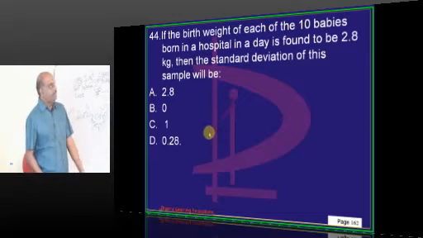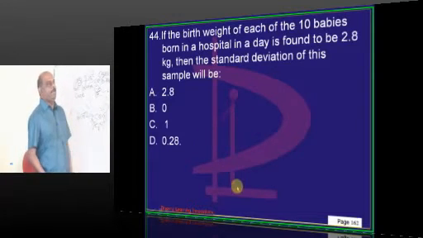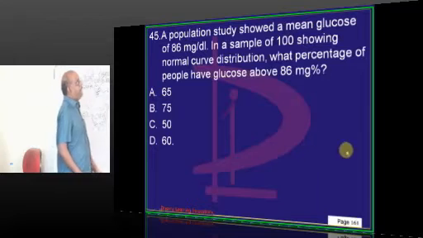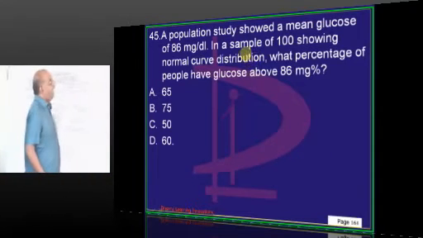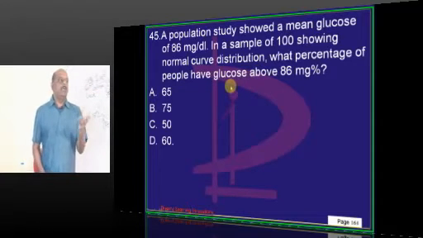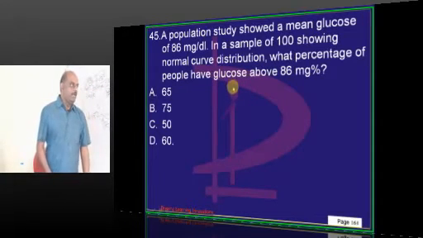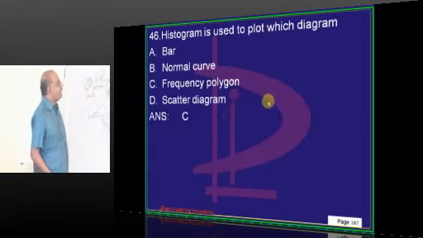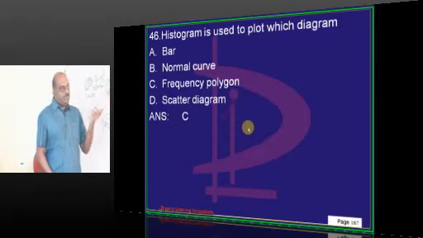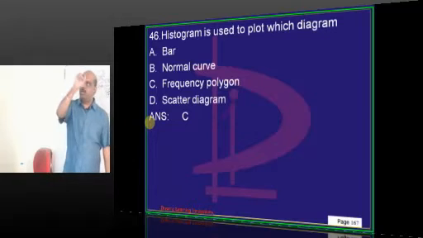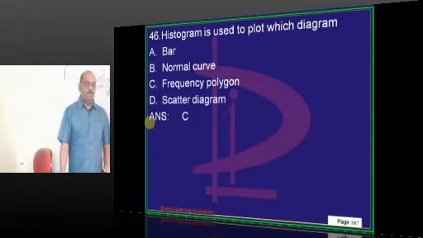The 10 babies born and every baby is 2.8, there is no difference between one baby and the other baby. Then what is the standard deviation? 0 is what you need to remember. A population study was done and the mean value was 86. If the sample of 100 shows normal distribution, what percentage will be above or below 86? Mean is always the middle value. So 50% this side, 50% that side. Then histogram basically is what? It is used basically to plot a frequency polygon. In a histogram, all the peak points are joined and that's how you get the frequency polygon, is what needs to be understood.